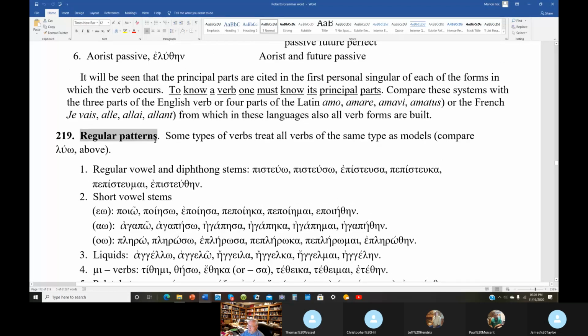The regular patterns, some types of verbs treat all verbs of the same type as models. And of course, luo is a model. It's a model for all the forms. There are two reasons they use luo, because it's a model verb for all the forms, and it's a very short stem, okay? So that's very helpful. I think there are some other verbs that are models as well, but some of them are longer verbs.